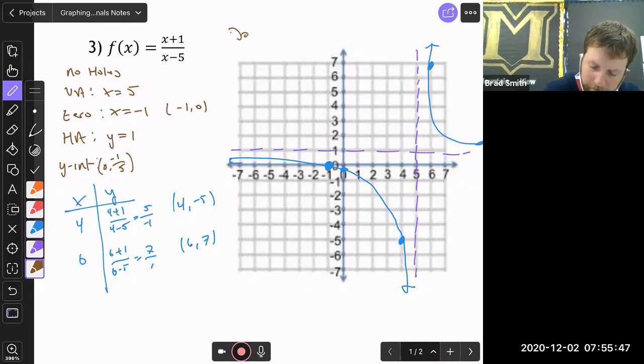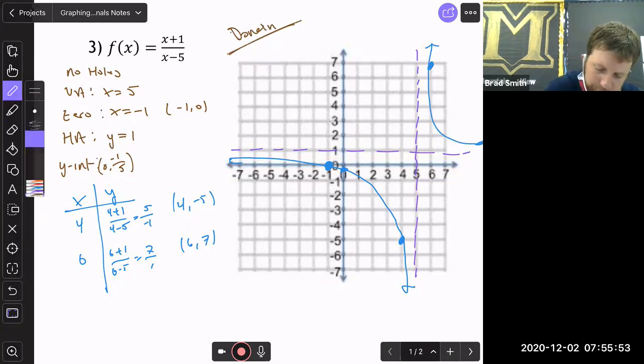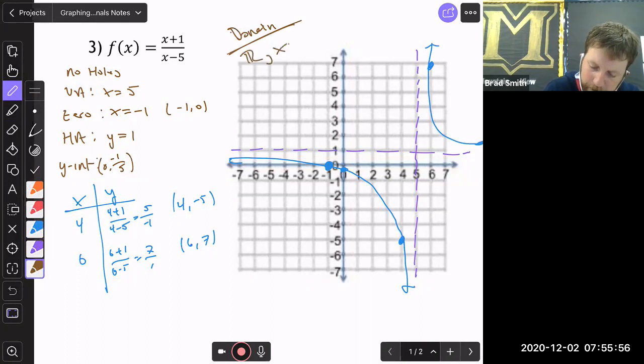My domain is going to be x, all real numbers except for x cannot equal 5. All right. Once again, if you got questions on any of them, let me know. Let's move to the last one.